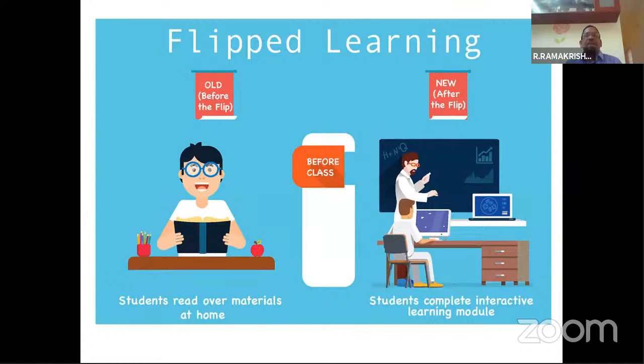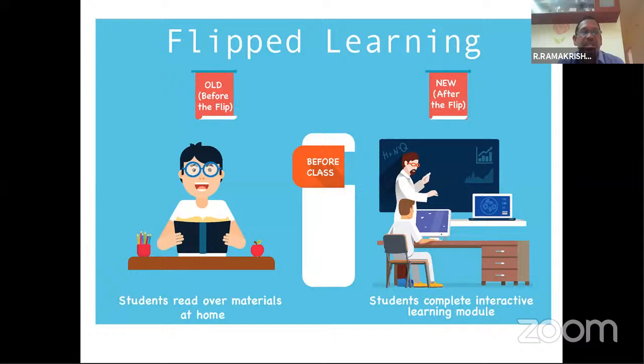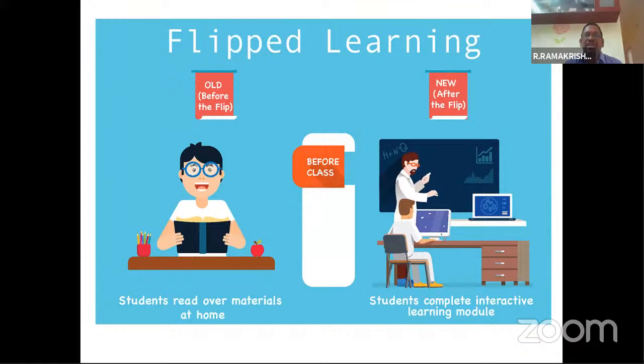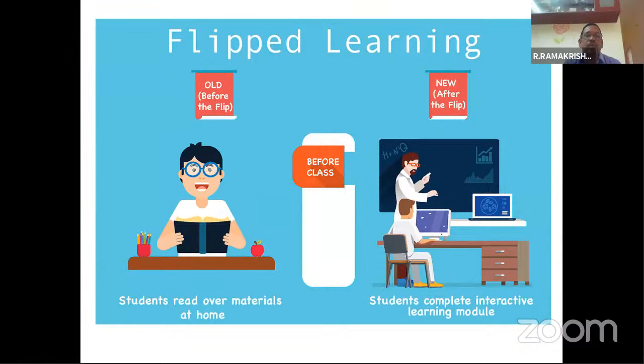This slide also explains what happens before and after the class. What is the role? The students read over materials at home before class. Next, students complete interaction in the class. This is the after. Before the flip, students are forced to go through the book.